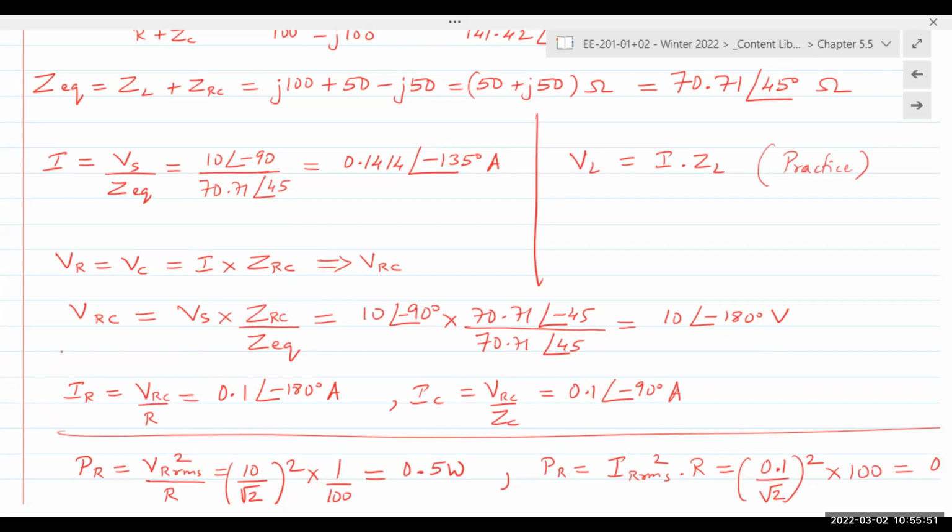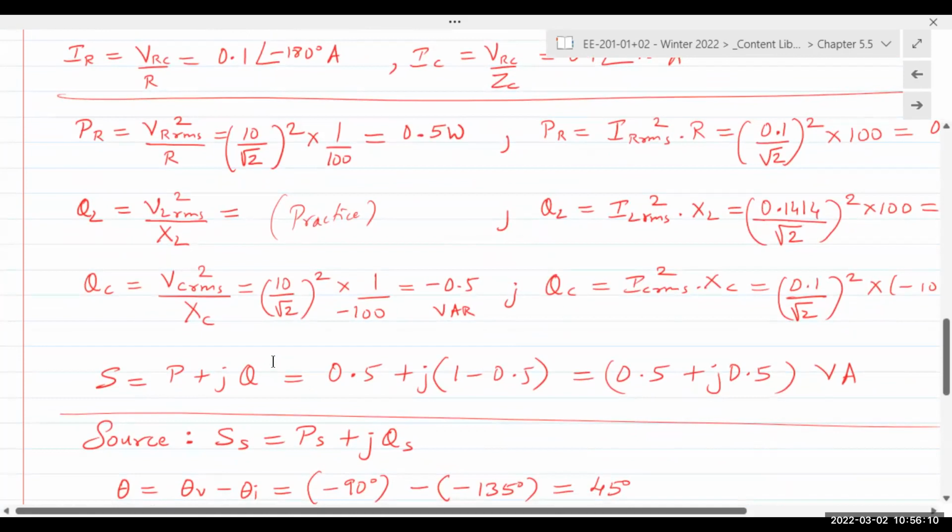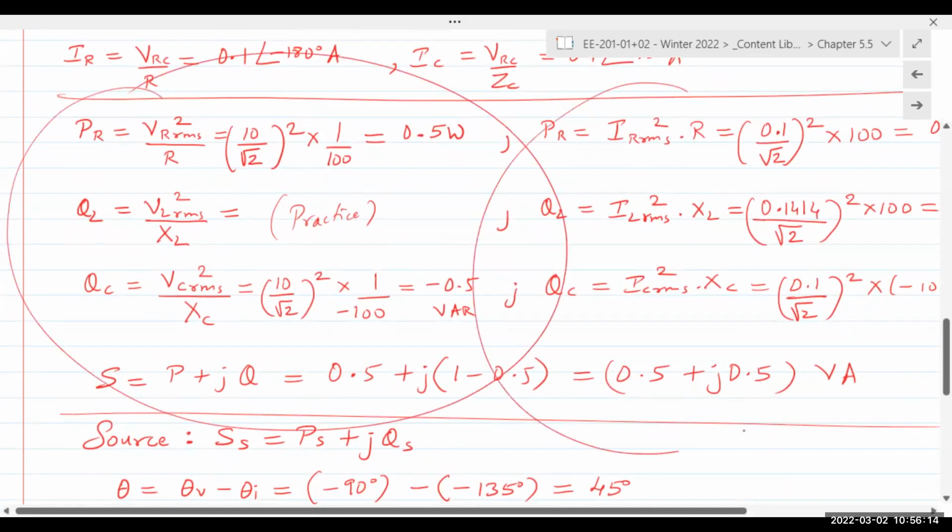To find the power, we do not need both I and V. Okay, we don't need both I and V. We just need V or I. We can do V square over X or I square times X. And that is what I show in the next step. On the left side, I use voltage. On the right side, I'm using current.